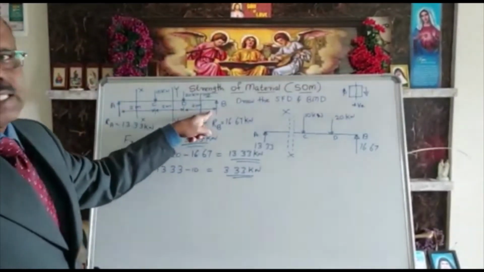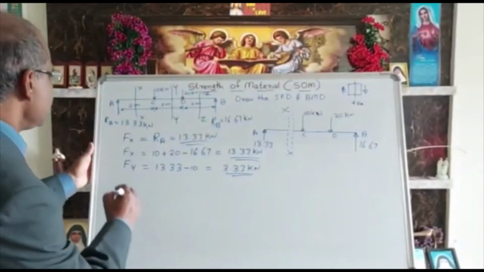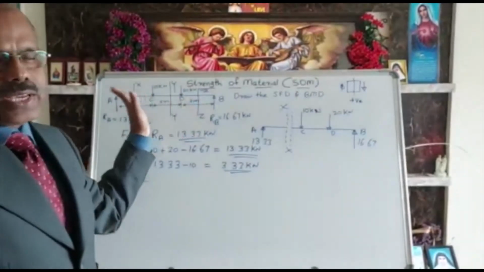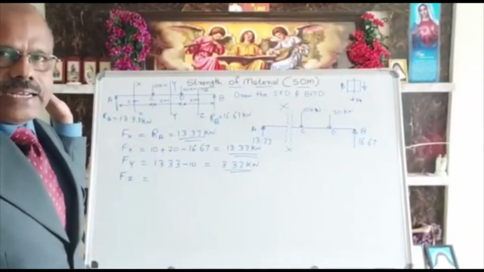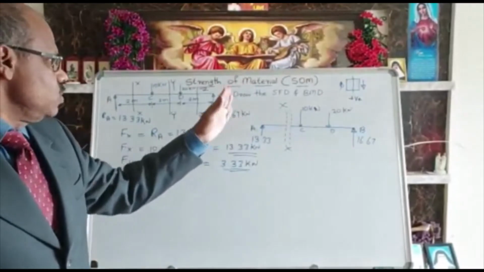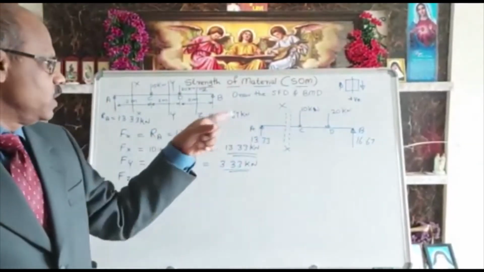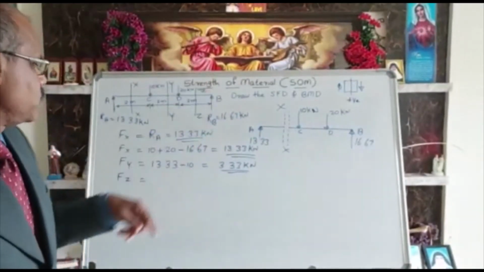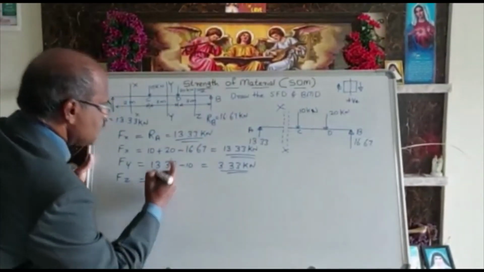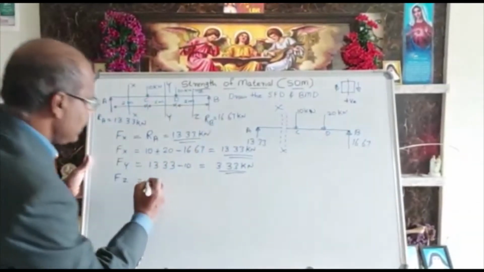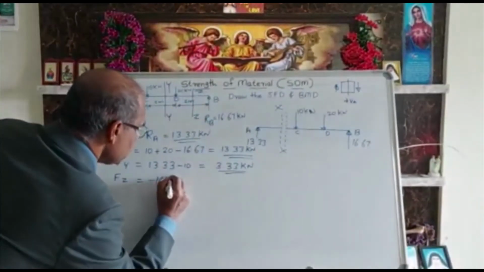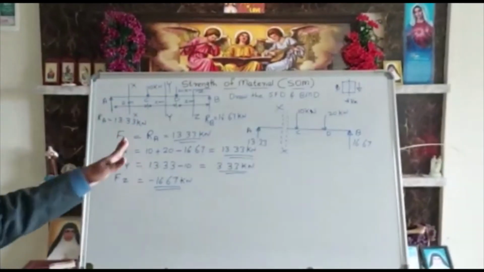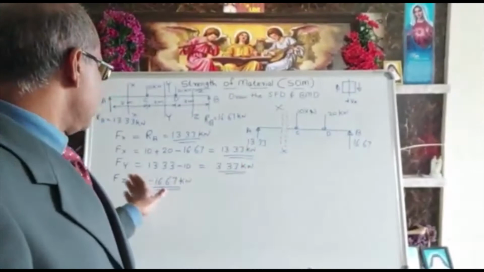Now let us consider the Z direction, so it means Fz. For Fz you can take either the left side or the right side. It is very easy to go on the right side because only one force is there, that is Rb, which is going up, so I am considering that force. Since it is going up, it will be minus 16.67. So this way all the shear forces we have calculated.